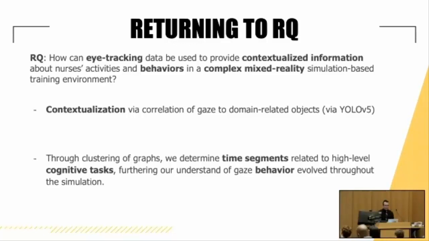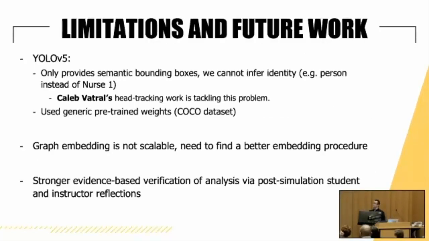So like any other research, there are obvious limitations and future work that we hope to address. The first one is YOLO-V5, where the bounding boxes that we obtain are semantic. So they don't provide us identity. They just say person rather than nurse 1. And this is a limitation in that we cannot track more nuanced interactions between specific nurses. But one of our colleagues, Caleb Batchel, is doing some great work with head tracking to enhance this tracking ability and being able to resolve this later.